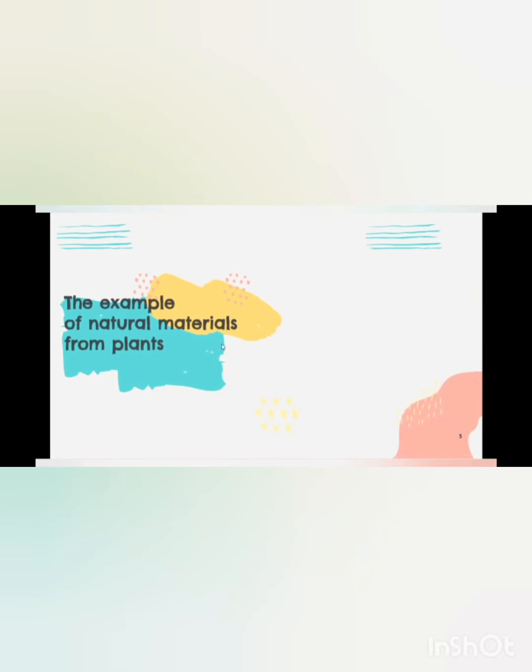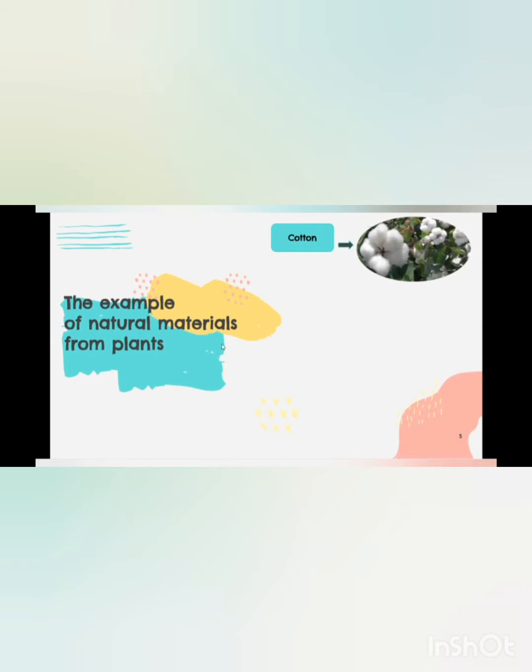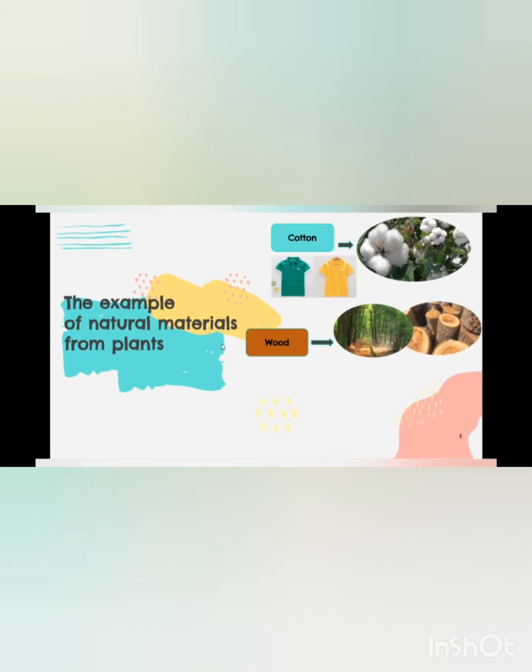Now let's have a look at some natural materials that come from plants. They are cotton. It was in your learner's book as well. Cotton is a plant, and with cotton we make the clothes we wear in summer mostly. The t-shirts and dresses we may wear are made of cotton. We get wood from trees, and what do we make from wood? We can make doors and furniture.